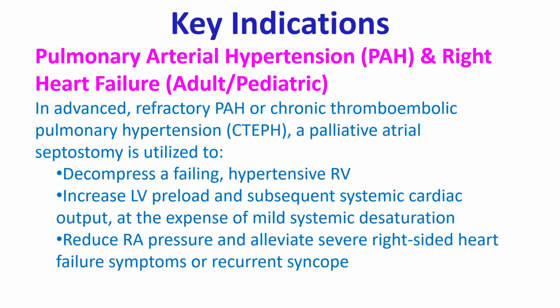In pulmonary arterial hypertension and right heart failure, which could be adult or pediatric, in advanced refractory PH or chronic thromboembolic pulmonary hypertension, a palliative atrial septostomy is utilized to decompress a failing hypertensive right ventricle, increase left ventricular filling, and subsequent systemic cardiac output at the expense of mild systemic desaturation. Reduce right atrial pressure and alleviate severe right-sided heart failure symptoms or recurrent syncope.